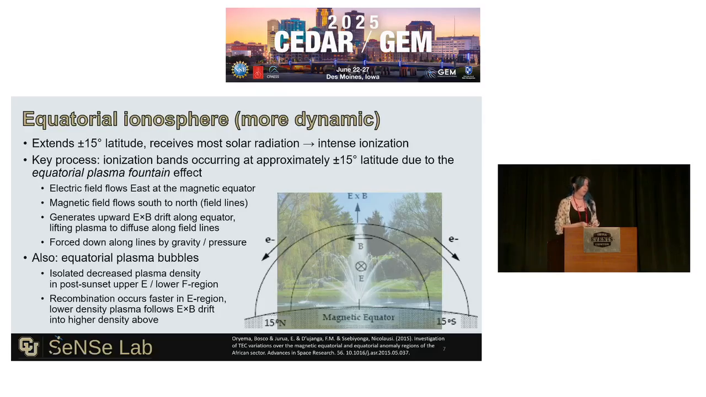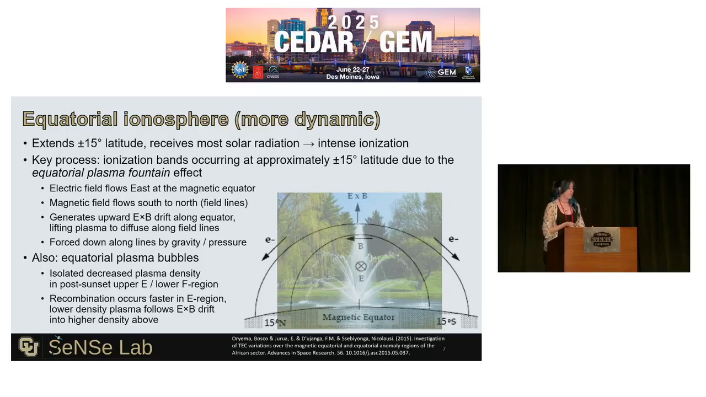If we remember our right-hand rule from physics, we've got an electric field that flows eastward at the magnetic equator and a magnetic field that flows south to north. So that generates an E cross B drift at the equator that lifts plasma upwards along these diffuse lines, and they are forced downward either by gravity or pressure or by layers, and this creates those bands. I have a plot later that'll show them better.